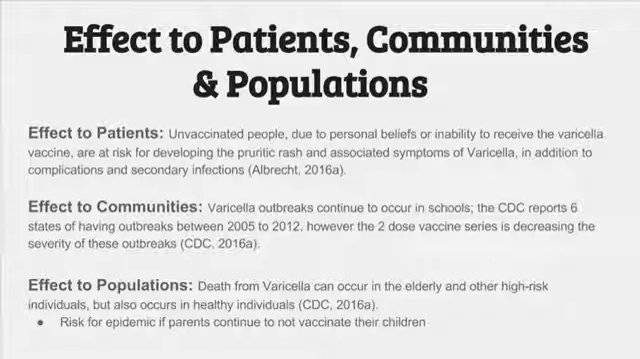Varicella outbreaks continue to occur in schools. The CDC reports 6 states as having outbreaks between the years of 2005 to 2012. However, the 2-dose vaccine series is decreasing the severity of these outbreaks. Death from varicella can occur in the elderly and other high-risk individuals, but also occurs in healthy individuals. There is a risk for an epidemic of varicella if parents continue to not vaccinate their children.